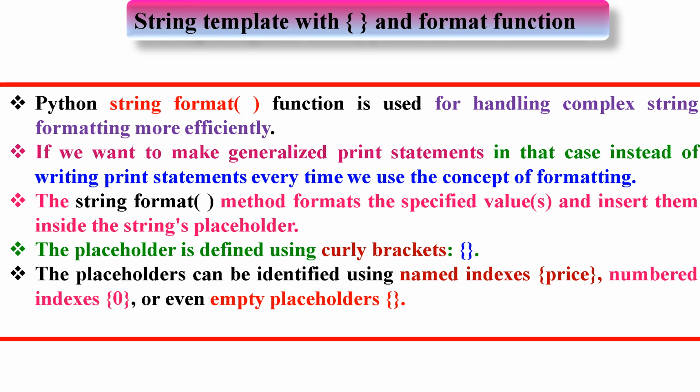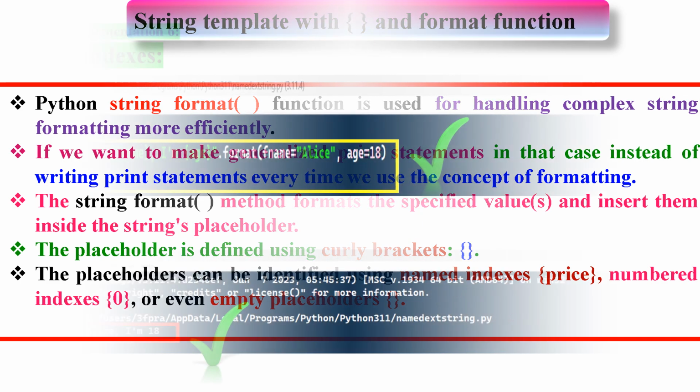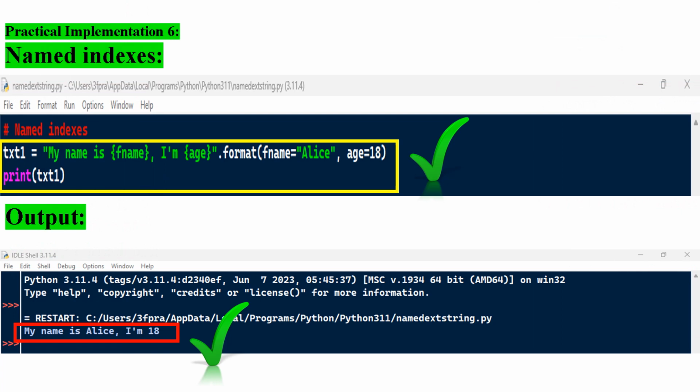The placeholders can be identified using named indexes, price, numbered indexes, 0, or even empty placeholders. Let's see some examples demonstrating named indexes, numbered indexes, and empty placeholders. Named indexes. In Python, named indexes allow you to specify placeholders within a string and then fill in those placeholders with corresponding values using the format method.